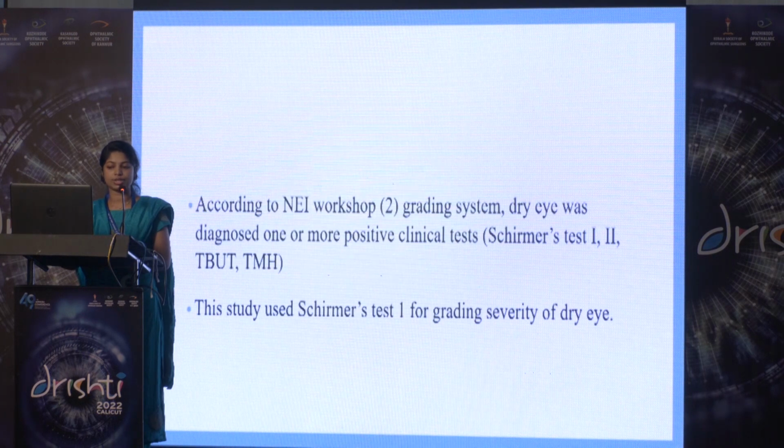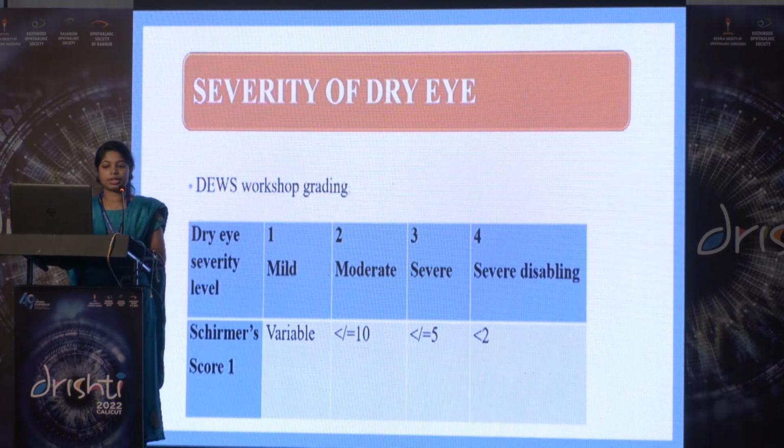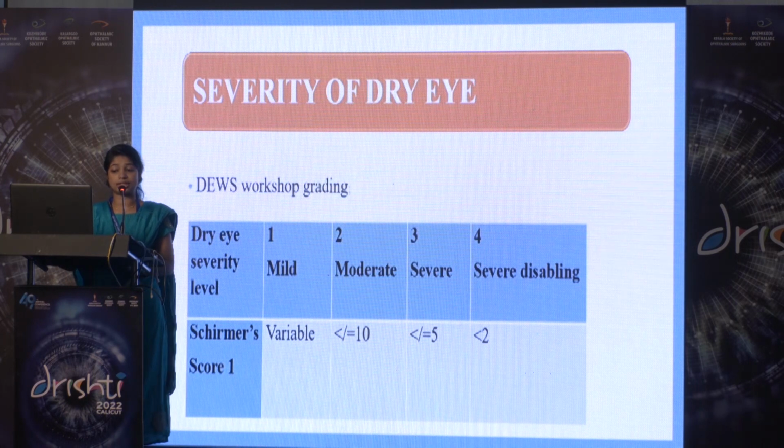According to the National Eye Institute workshop grading system, dry eye was diagnosed as one or more positive clinical tests and also the symptoms. But in this study, I have only assessed dry eye by objective methods. This study used Schirmer's test 1 for grading the severity of dry eye. According to the dry eye workshop grading, the severity of dry eye according to Schirmer's test 1 was graded mild more than 10, moderate less than or equal to 10, severe less than or equal to 5, and severe disabling less than or equal to 2.